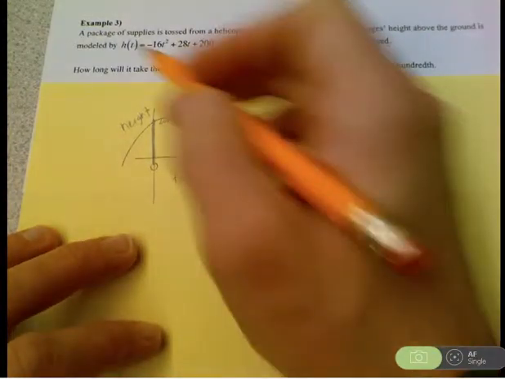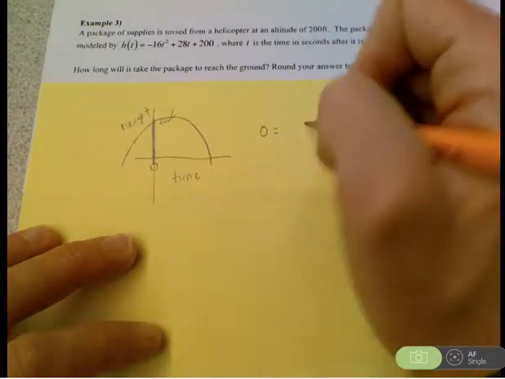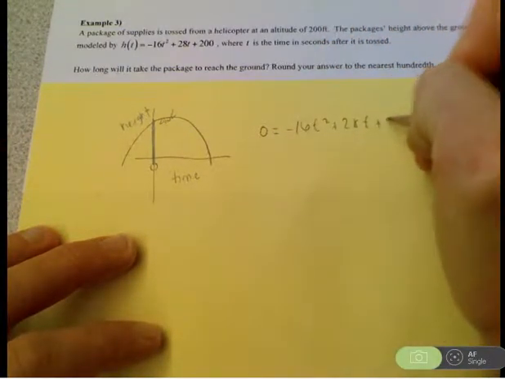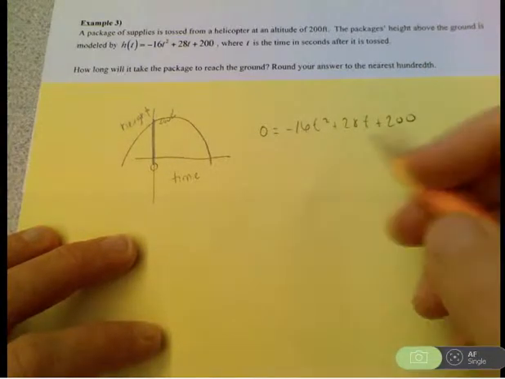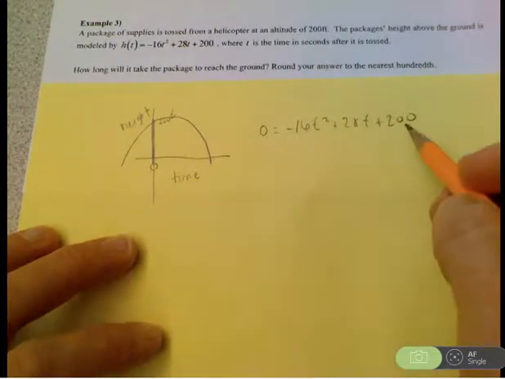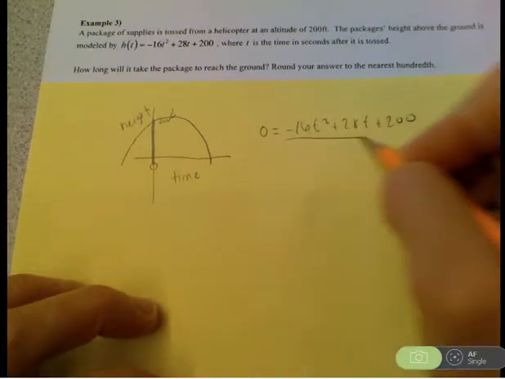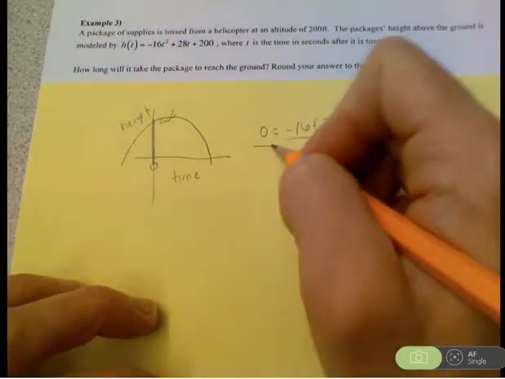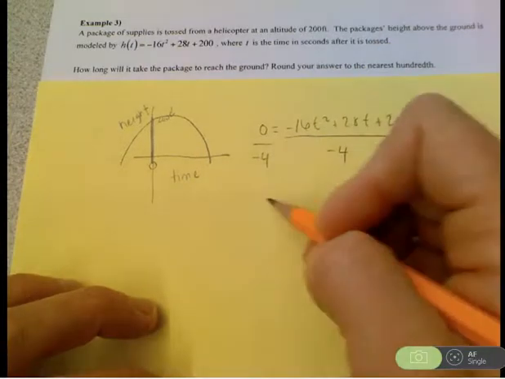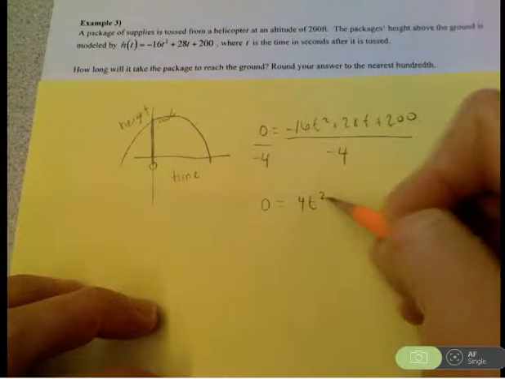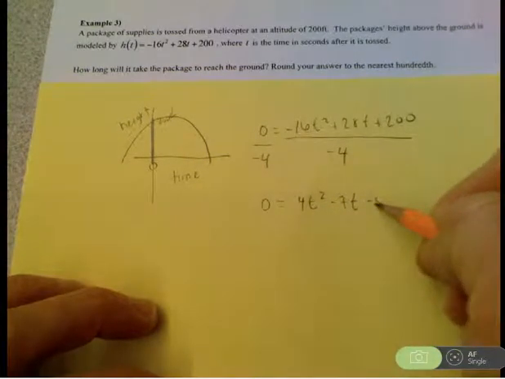So what we need to do is set the height equal to 0 and solve the quadratic equation. Plus 28t plus 200. I would love it if this whole thing were divisible by 16, but these guys are not divisible by 16. So let's divide the whole thing by -4. Obviously, dividing 0 by -4 leaves us with 0, which is awesome. So this gives us 4t squared minus 7t minus 50.